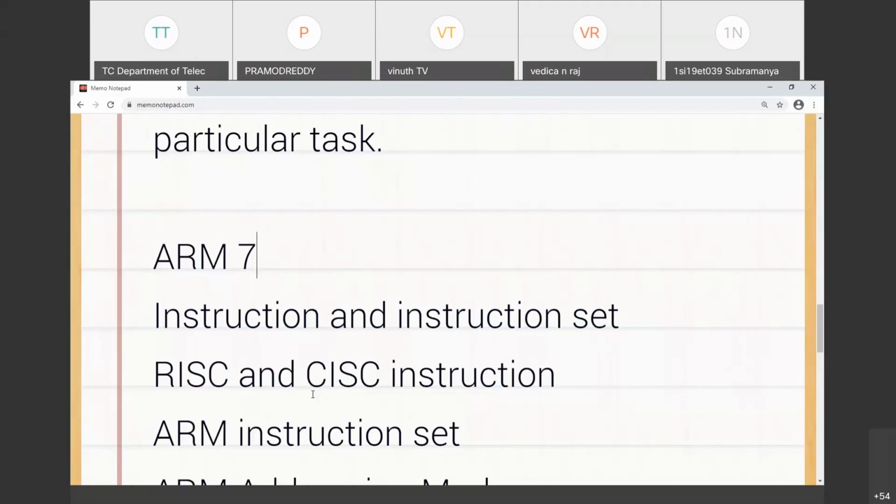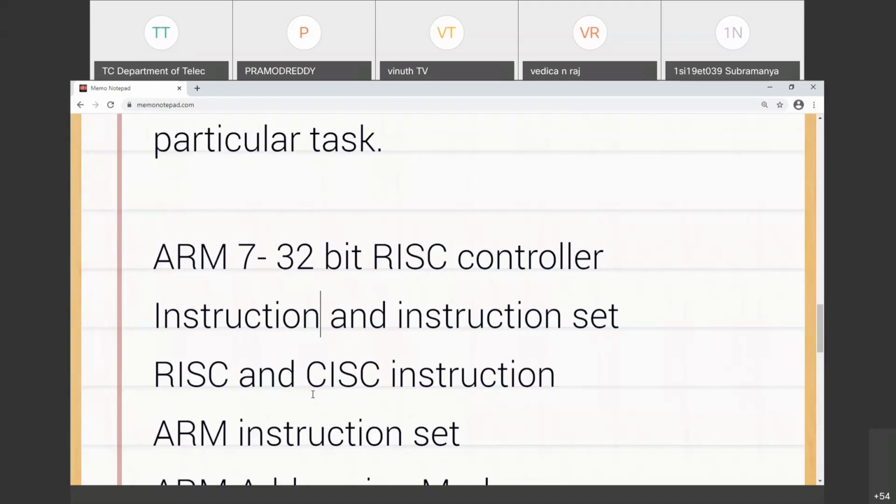ARM7 is a 32-bit microcontroller. It is a 32-bit RISC controller. So what does it have? Instructions. What is an instruction? An instruction is nothing but a command given to the processor. Where will this command be? When I give a first command, it will go and be stored in the memory location.